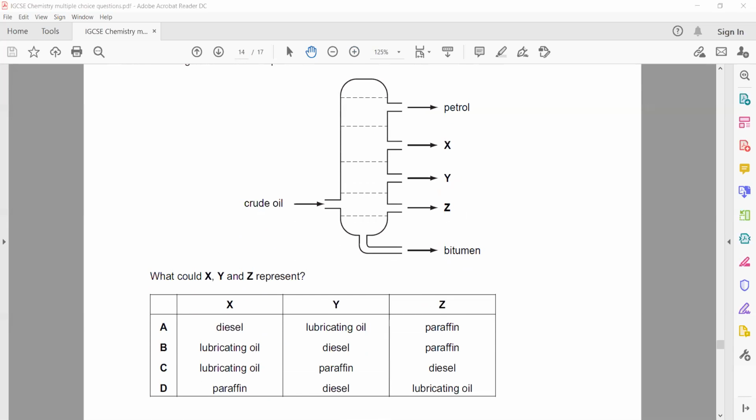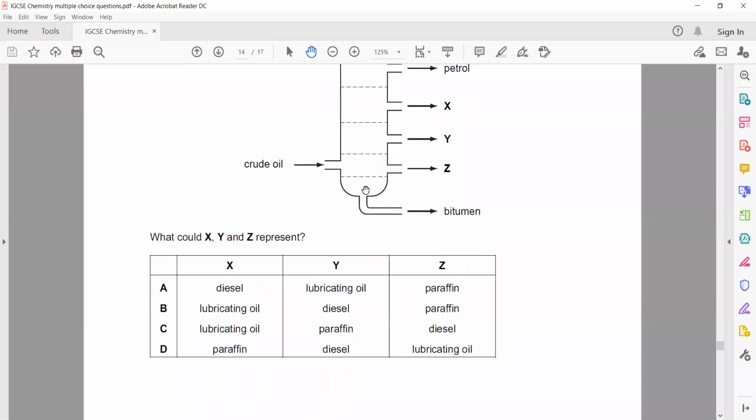So for question 37, what are X, Y, and Z representing? X is representing paraffin or kerosene. Then diesel, because the order is petrol, naphtha, kerosene, diesel. Then diesel is there, and lubricating oil or fuel oil is there.